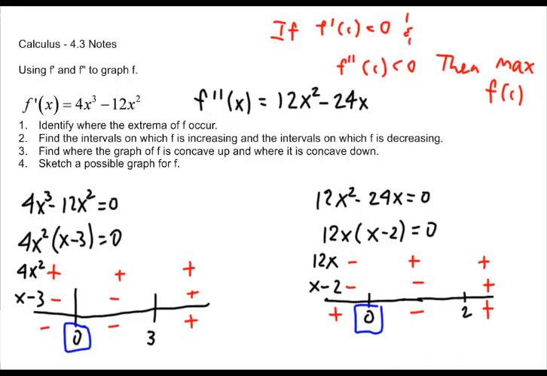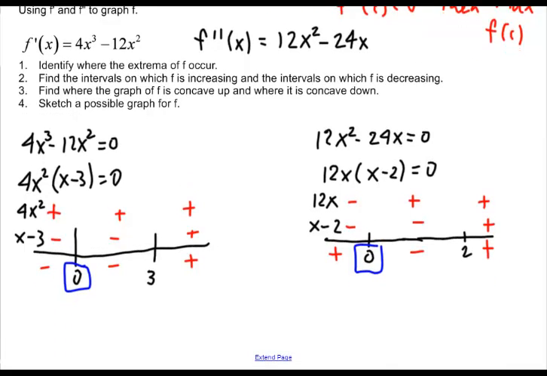So here are my two sign charts. So what's going on? Well, identify where the extrema of f occur. Well, extrema occur when my first derivative is equal to 0. So there's two places right here. I get extrema when x is equal to 0 and when x is equal to 3. So where does the extrema occur? When x equals 0 or 3. And that's not too bad.